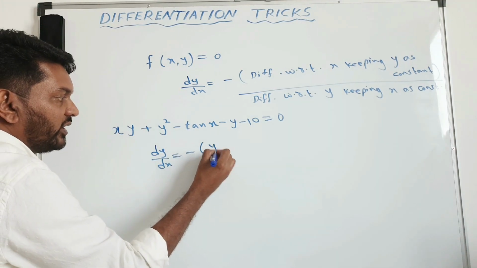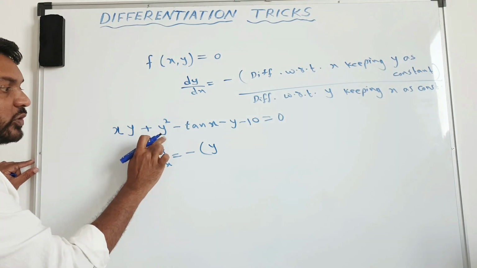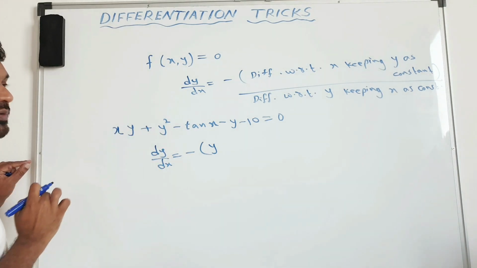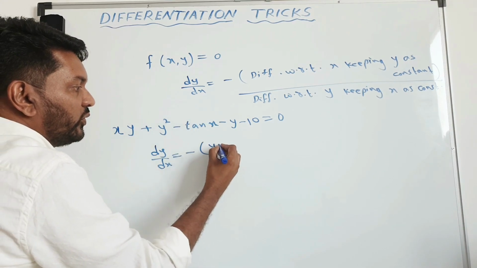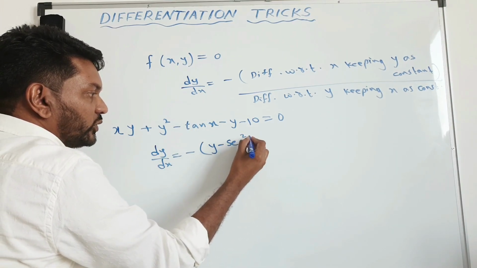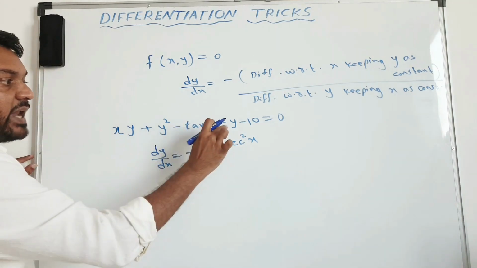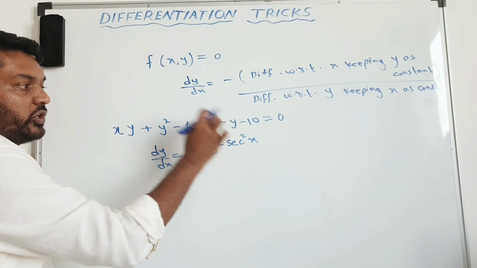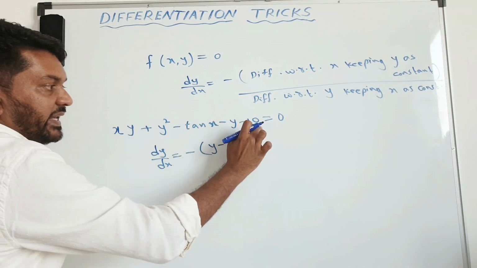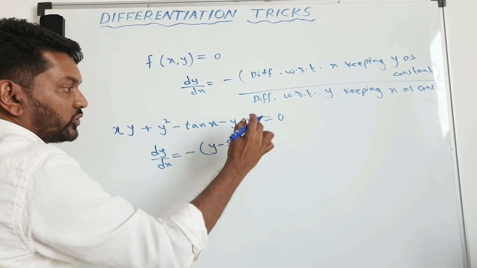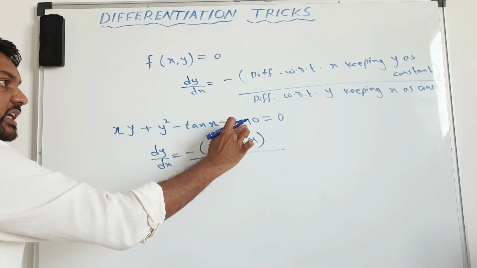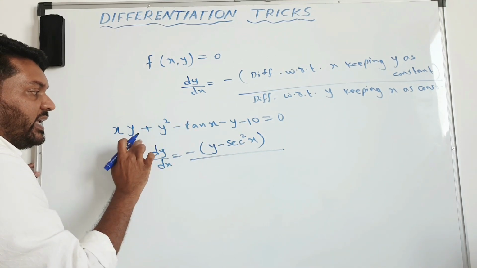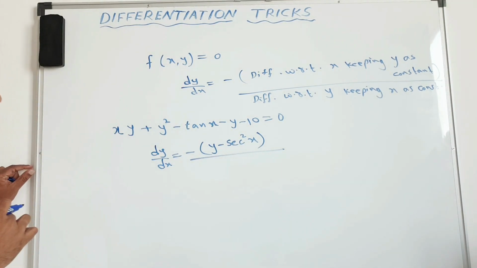So y into 1, y. Plus y square is constant. When you differentiate with respect to x, it is 0. Minus tan x will give you minus sec square x. You are differentiating with respect to x. And minus y is constant, so it is 0. And minus 10 is constant, so that also 0. Divided by, then differentiate the entire function with respect to y considering x as constant.